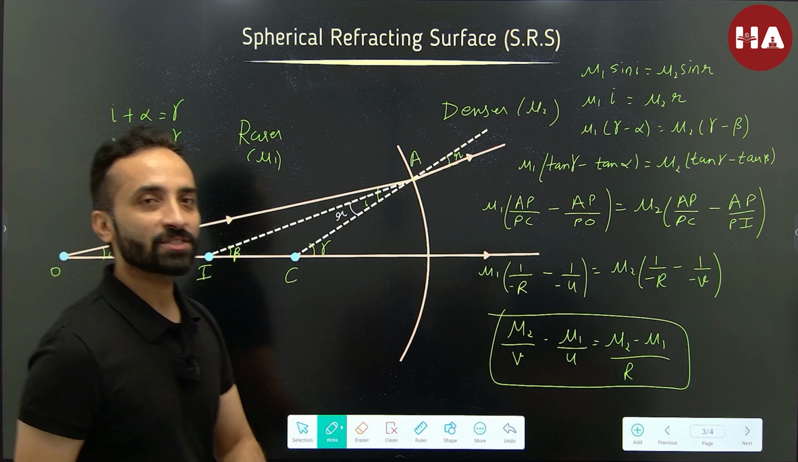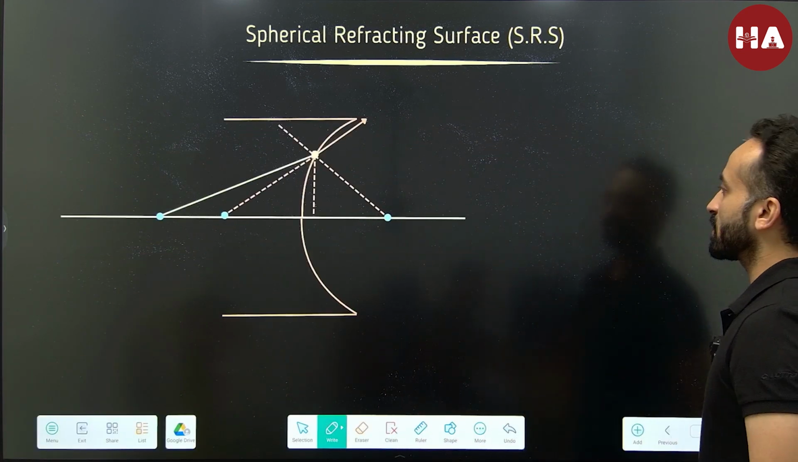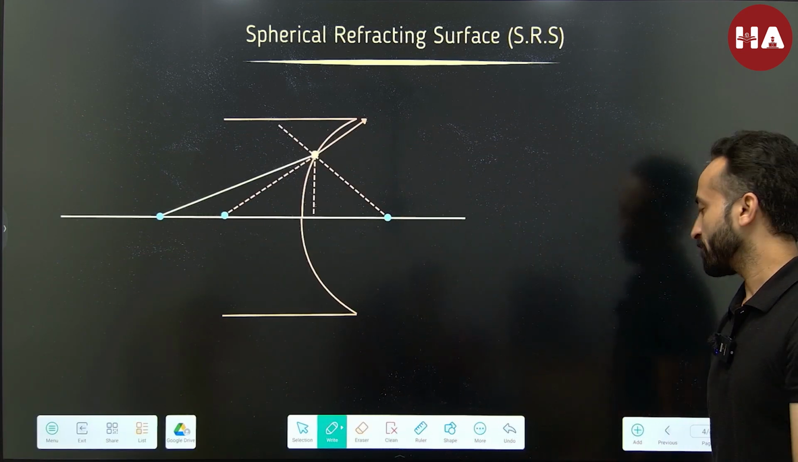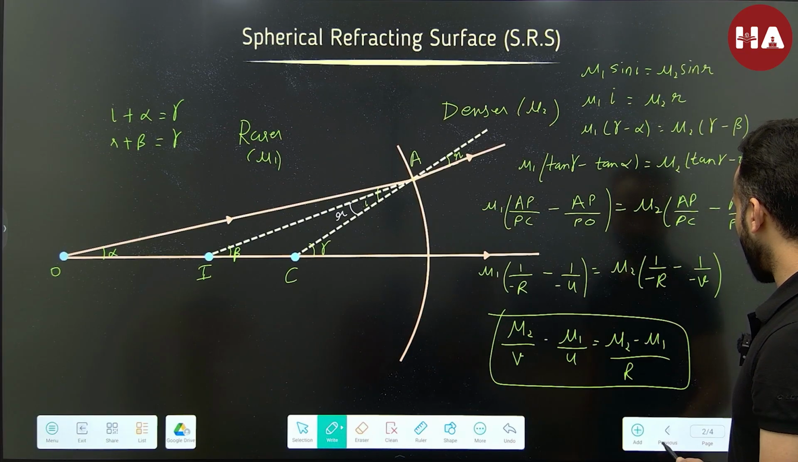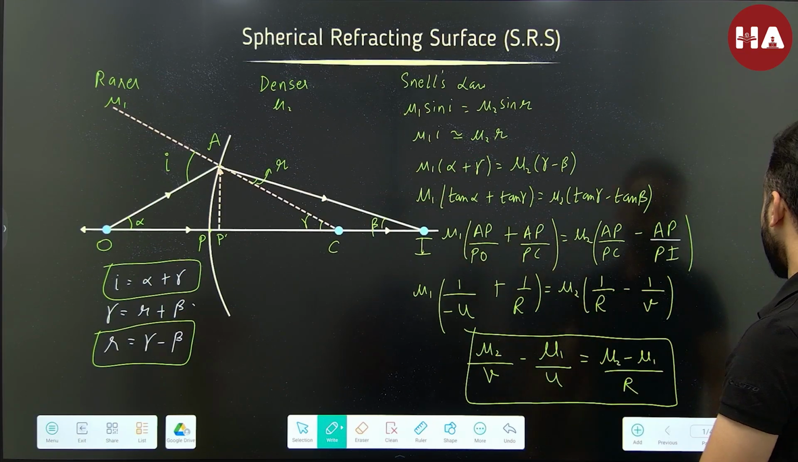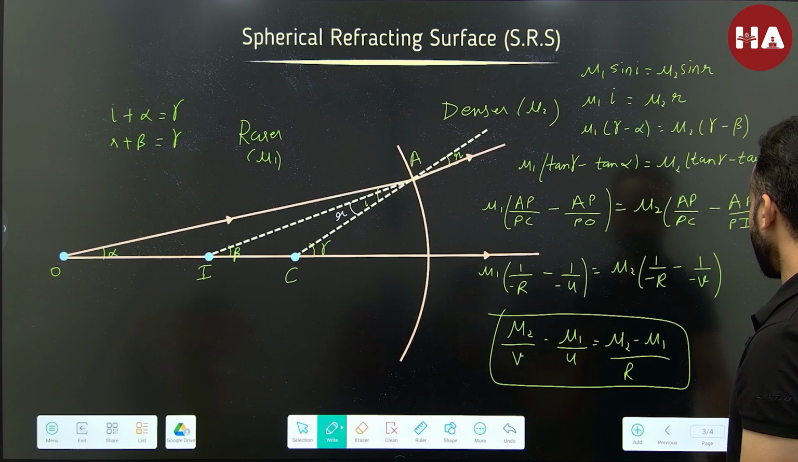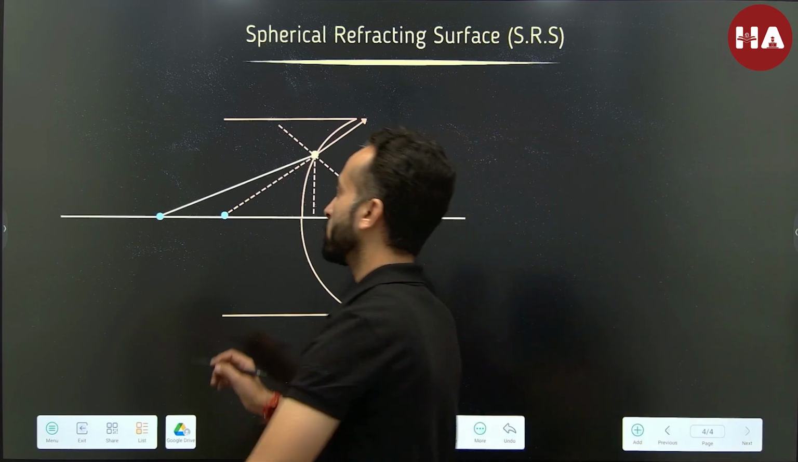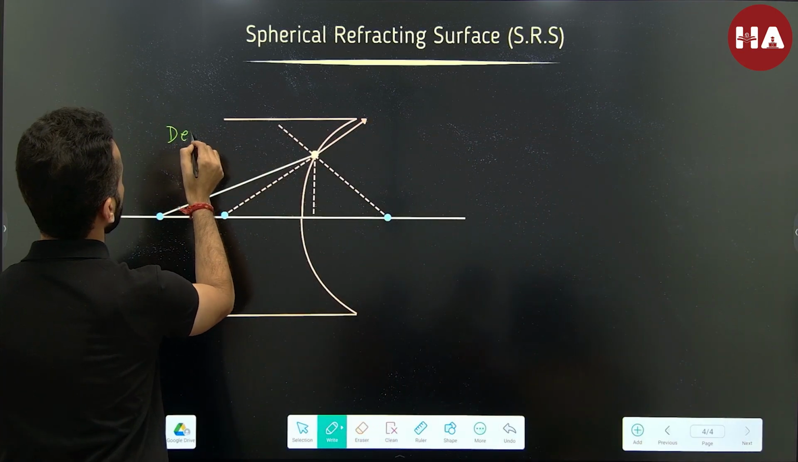All right, now let's talk about the last case, that is again convex surface, that we have already discussed, but the convex there was rarer to denser. So now we are discussing denser to rarer. So that's the last case possible.